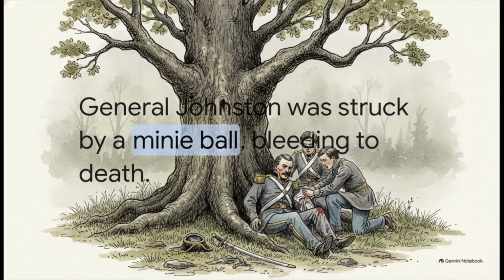General Sidney Johnston, who was the highly respected senior commander in the West, was personally out there directing troops on the front lines. Tragically, he was struck right behind the knee by a mini-ball. The bullet severed a major artery, and Johnston bled to death right there on the battlefield. This was a catastrophic loss of leadership exactly when the Confederate attack was starting to get disorganized.